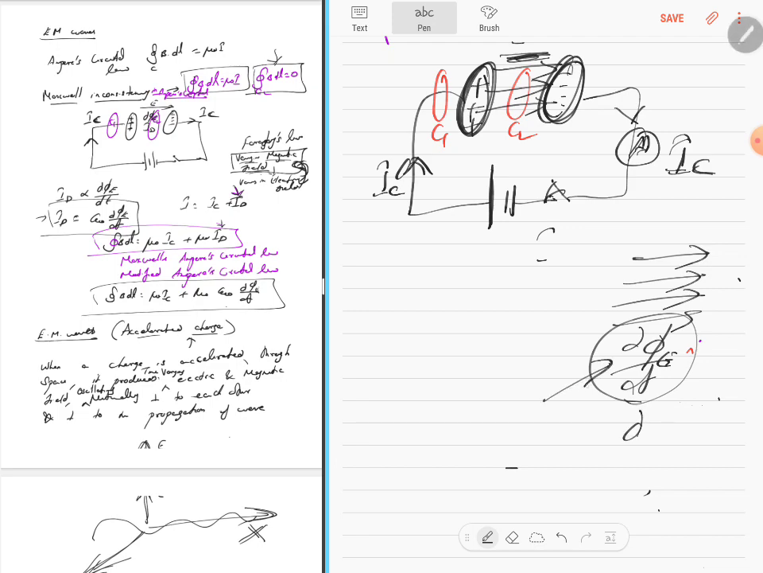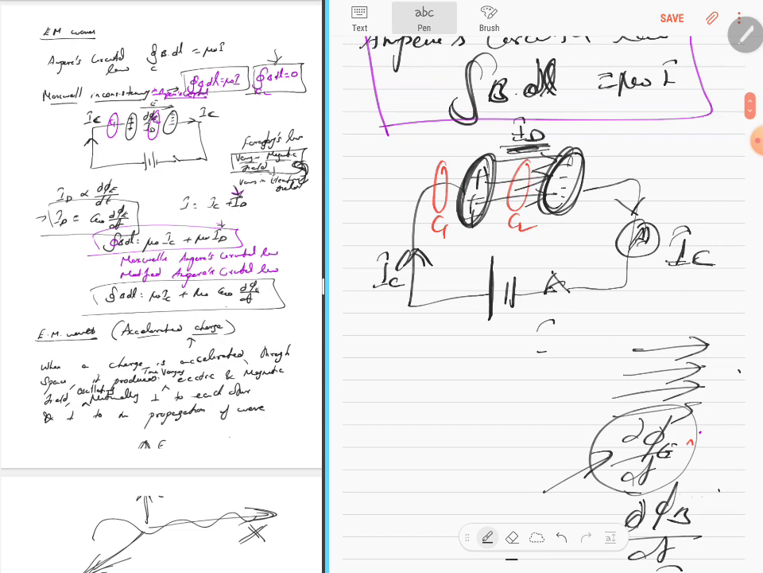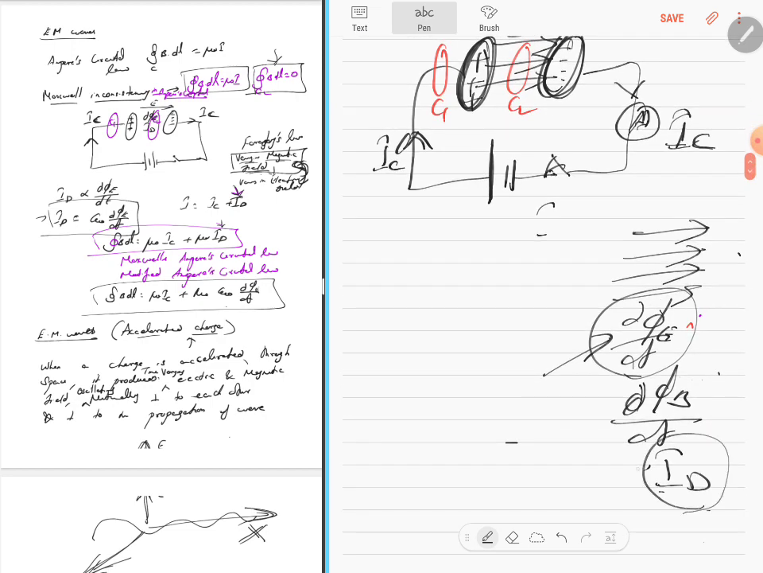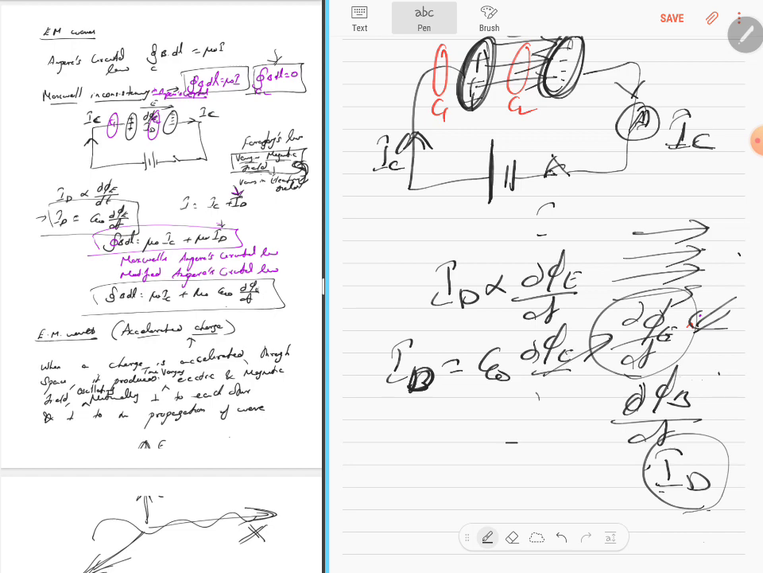A time varying electric field, or time varying electric flux, results in a time varying magnetic flux, which results in an induced current known as displacement current, which is getting induced between the plates of the capacitor. So that's known as the displacement current, and this displacement current is directly proportional to d phi E by dt, the rate of change of electric flux. So ID is equal to epsilon naught into d phi E by dt, where epsilon naught is the permittivity, and it's a constant here. So what is the root cause of displacement current? It is the varying electric flux between the plates of the capacitor. Correct? So that's what it is.